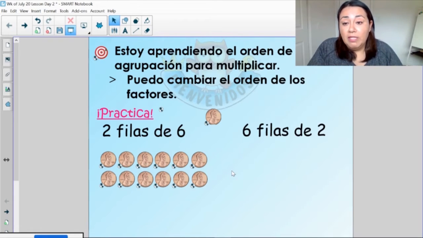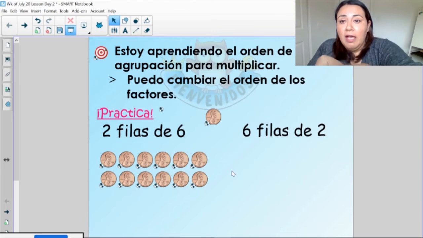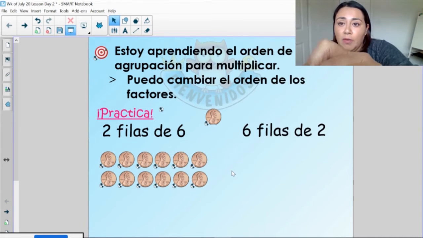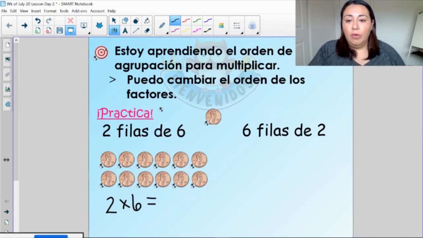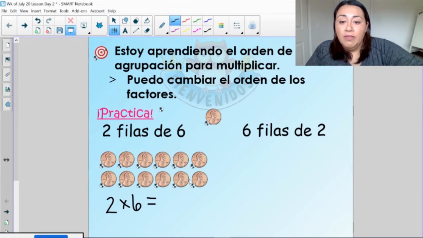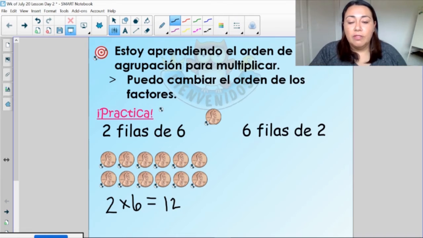Entonces, ya sabemos que las filas son los grupos, así que cuando lo escribamos podemos decir 2 grupos de 6 igual a. Muy bien. ¿Y cuántos son? Contemos de 2 en 2. 2, 4, 6, 8, 10, 12. 2 filas de 6 son 12. Entonces aquí tenemos 12 centavos.